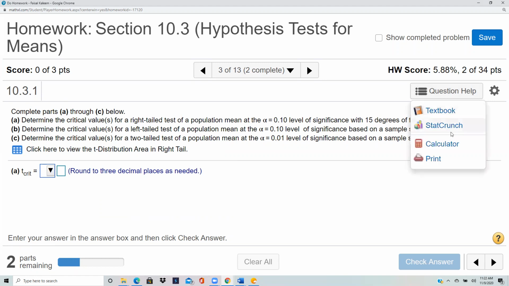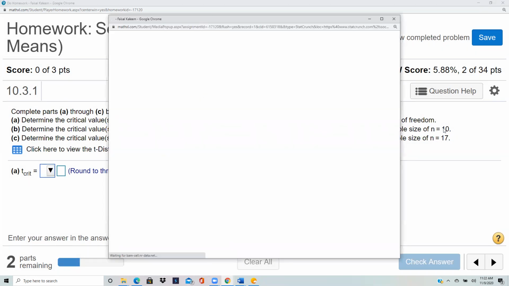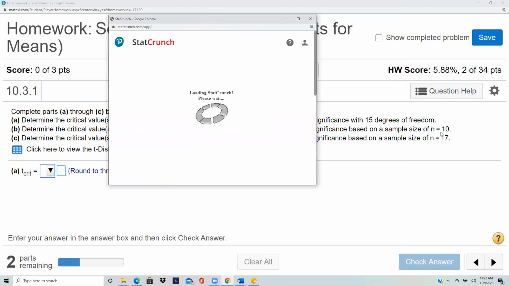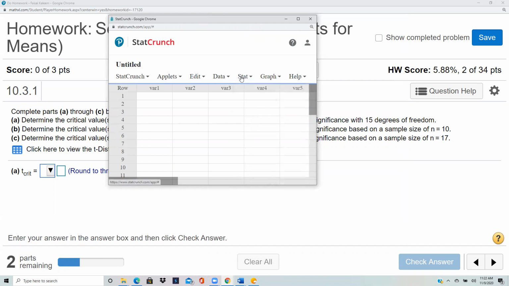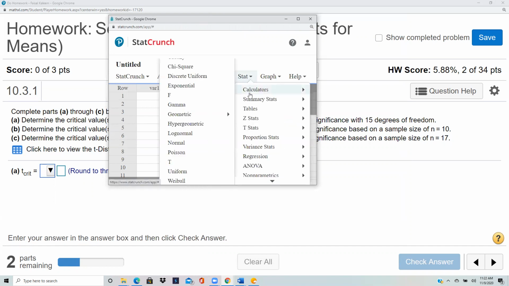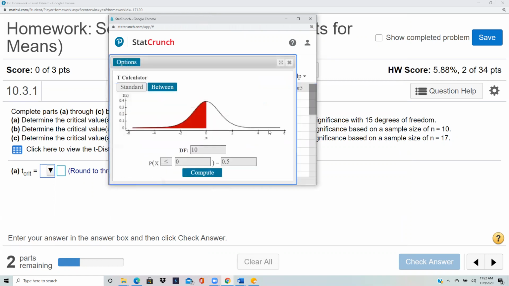So StatCrunch, stats, calculator, T. So degrees of freedom is needed. That's 15 for part A.